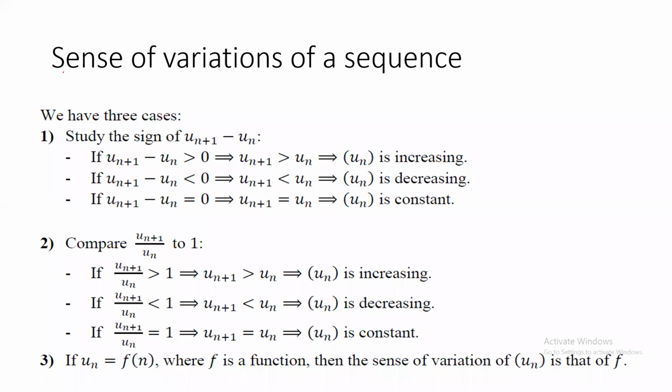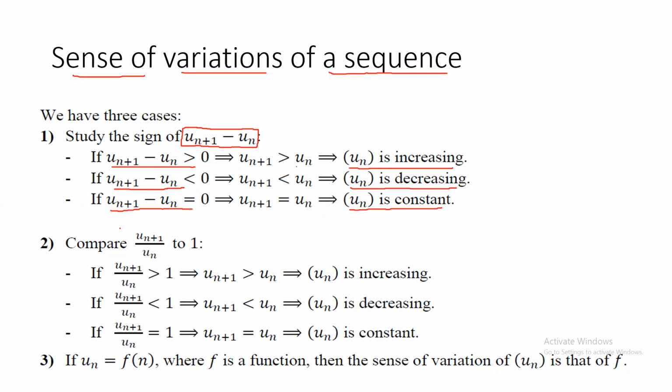Okay. Yesterday we talked about sense of variations of a sequence. There are three methods to study the sense of variations of the sequence. Yesterday, we took the method studying the sign of un plus 1 minus un. If un plus 1 minus un is positive, then un is increasing. If un plus 1 minus un is less than 0, then un is decreasing. And if un plus 1 minus un is constant, equal to 0, then un is constant. And we took an example and we stopped.